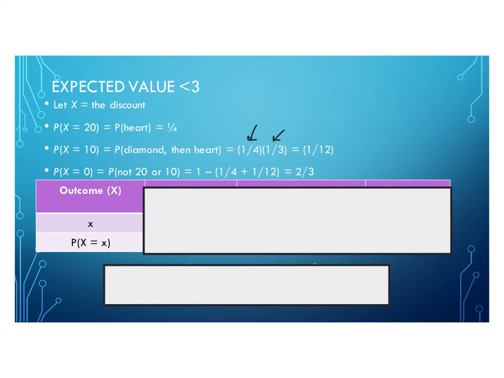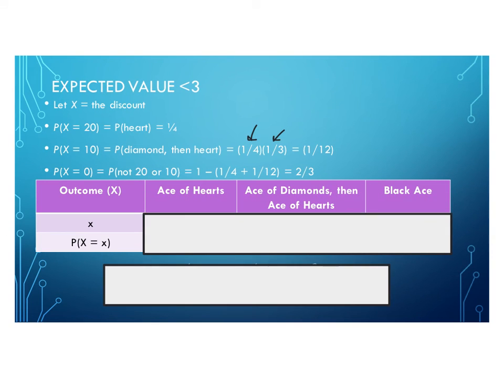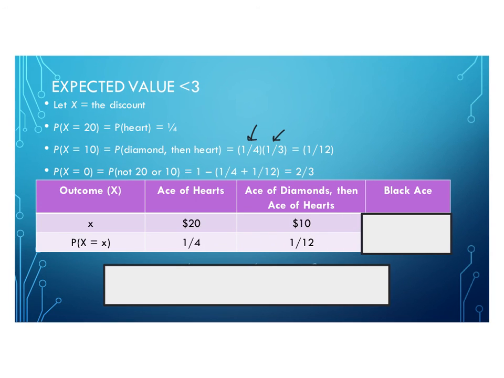Okay? Then if it were me, I would structure it into a table as a visual. So I know that my 3 events are if I get the ace of hearts, the ace of diamonds then the ace of hearts, or I get a black ace. We also know that we found from earlier the ace of hearts is a $20 discount, and we found it to be a probability of 1 over 4. For the next one, we know the discount is $10 and the probability is 1 over 12. And for the third one, the discount is 0 and the probability of that is 2/3.